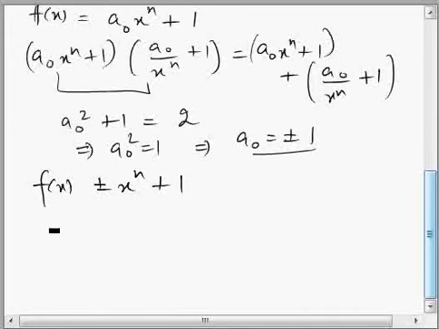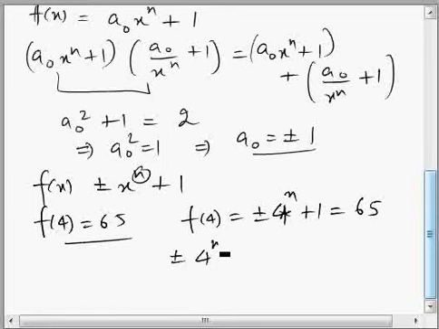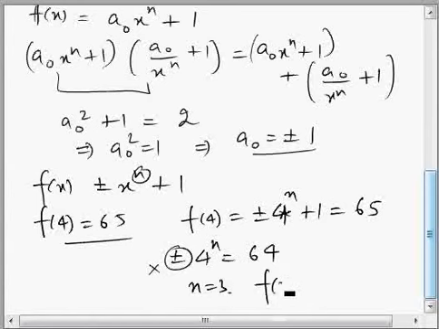Now it is given that f(4) equals 65. So using this we can find n. Replace x equal to 4: f(4) equals plus minus 4 to the power n plus 1 equal to 65. So plus minus 4 to the power n equals 64. Only the negative value won't satisfy this, only the plus value will satisfy this, n equal to 3. So f(x) is x cube plus 1.